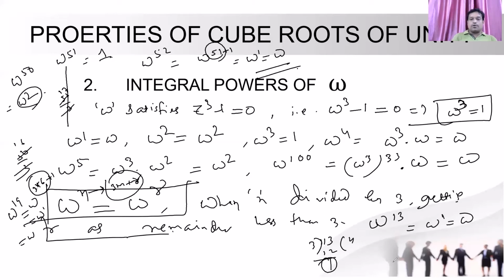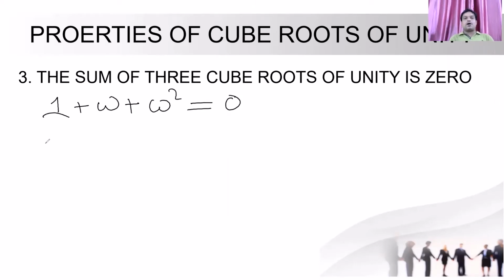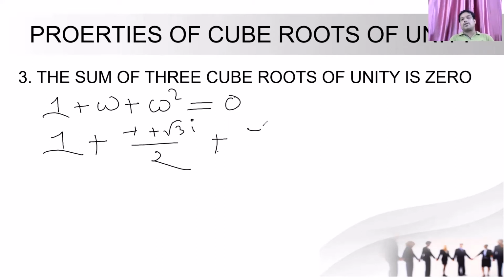Okay, so now come to the next topic. The next property is that the sum of the three cube roots of unity is 0. How to prove it? That means 1 plus omega plus omega square equal to 0. How to prove it? It is very simple. Just take 1, and the value of omega is minus 1 plus root 3i by 2. What is the omega square value? Minus 1 minus root 3i divided by 2.